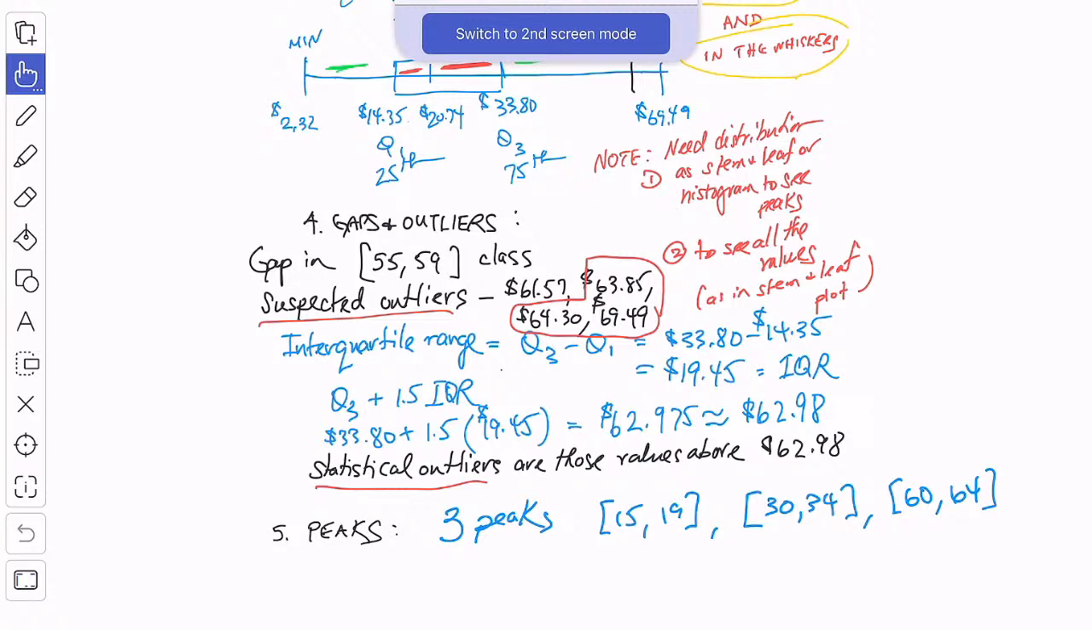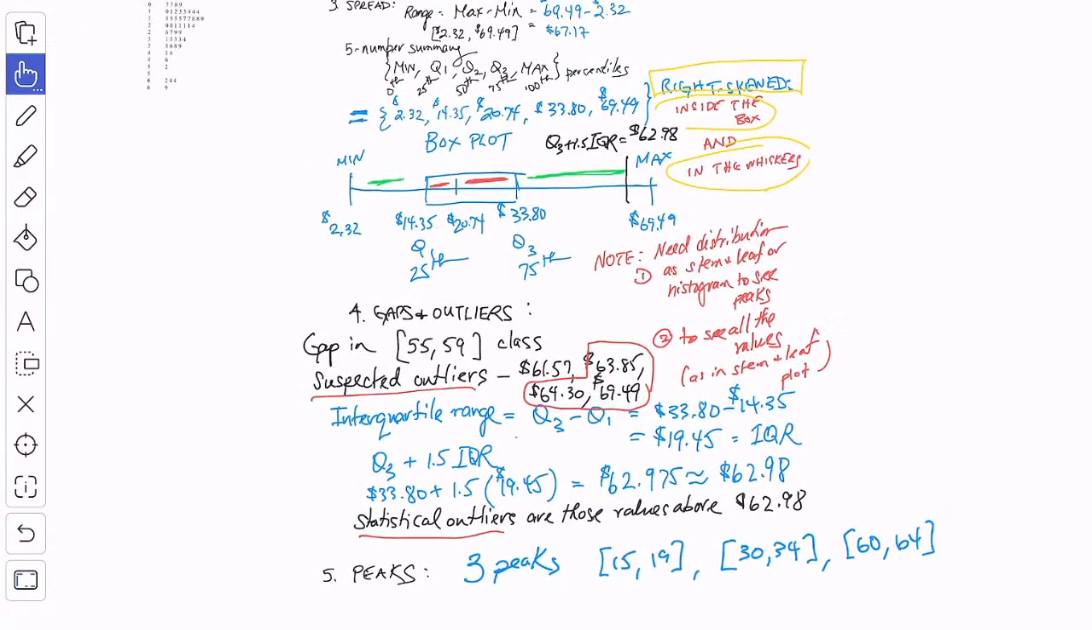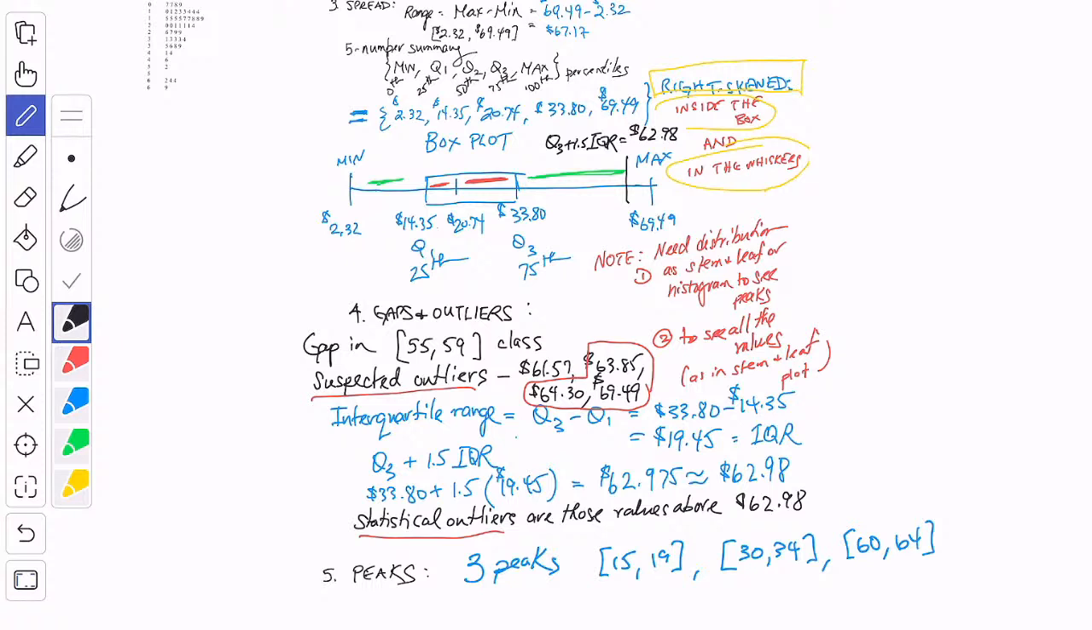So those are the 5 features. Because the distribution was right skewed, I needed to calculate a median and a 5 number summary. I checked for outliers. Now you can have outliers as well in a symmetric distribution, so all of this is going to be repeated for a symmetric distribution. Your calculations are different.